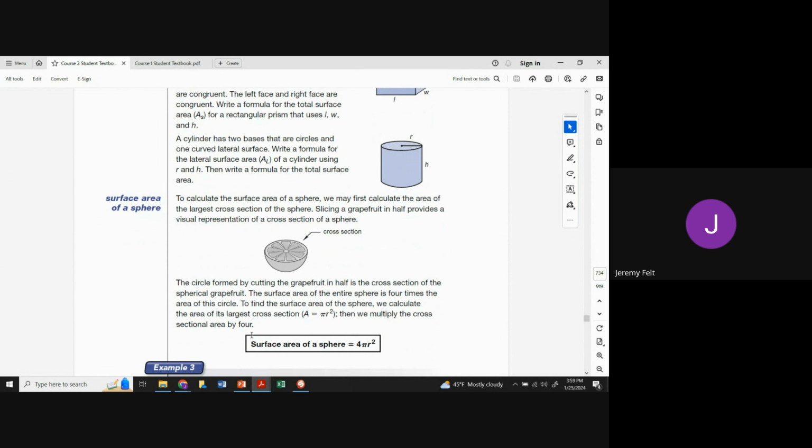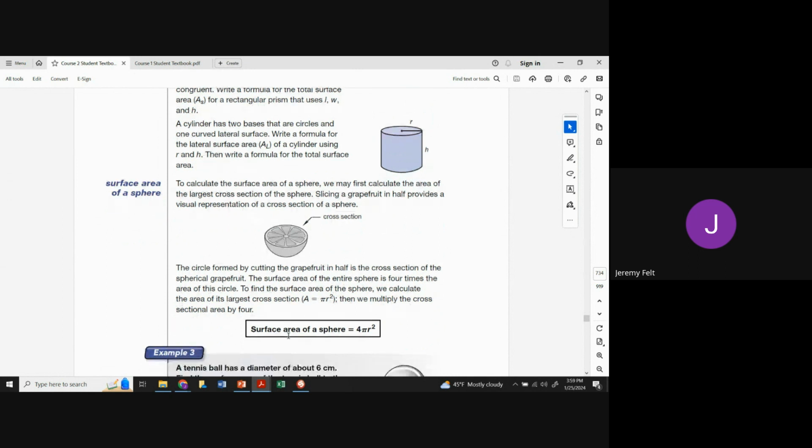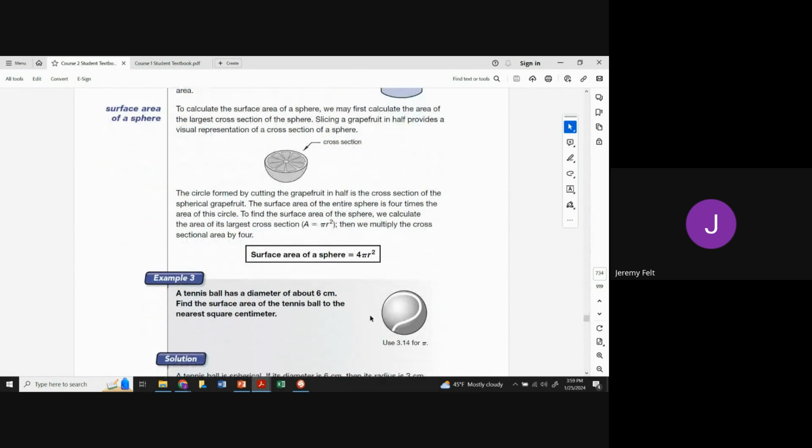So the surface area of a sphere, here we get the circle formed by cutting the grapefruit in half is the cross section of the spherical grapefruit. The surface area of the entire sphere is 4 times the area of this circle. So if we cut it in half directly in the middle, like the equator, and then we do 4 times that, that's going to give us the surface area. We'll talk about volume and how we find that down the road in a little bit. So area of a circle is pi r squared, so we just do 4 times that, 4 pi r squared. And this should be on your reference sheet.